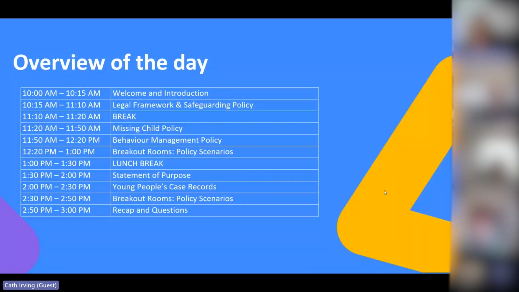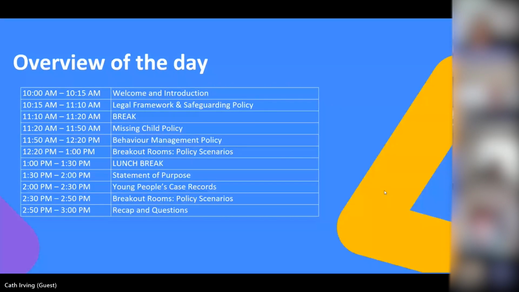So just doing some introductions at the moment and welcoming. Then we're going to be looking at that legal framework, and the first policy we're going to be looking at is a safeguarding policy. Then we're having a break at around 11:10, a short break. Then we'll be having a look at the missing child policy and the behaviour management policy.